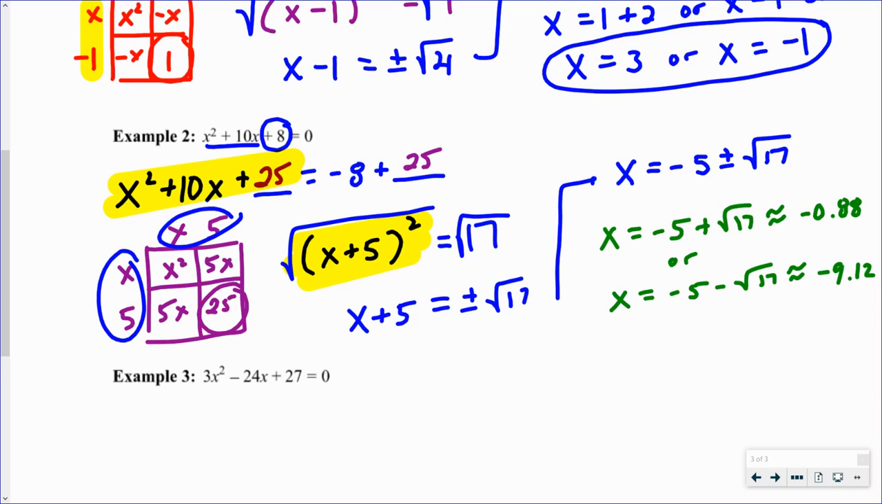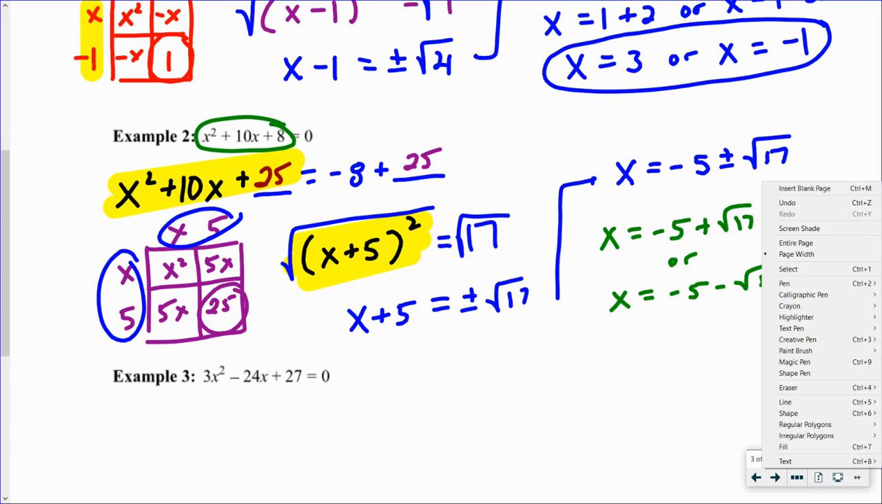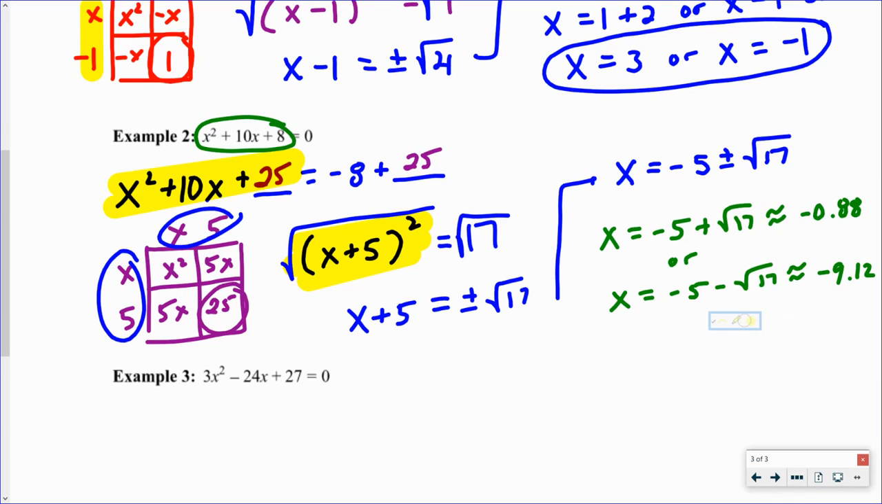Now, one thing you can always do too, if you're not certain the answer is correct, is take and graph y equals x squared plus 10x plus 8 and look at the graph for the x-intercepts. Those x-intercepts should be equivalent to these two values right here. And if they're not, that means you probably did something wrong or you entered the equation incorrectly when you tried to check it.